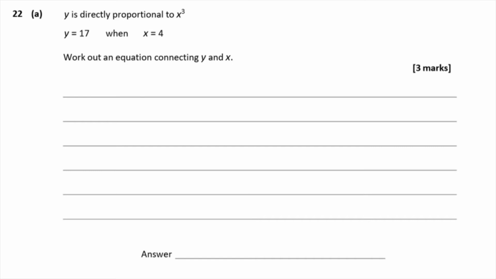Question 22a. Y is directly proportional to the cube of x. Y is 17 when x is 4. Work out an equation connecting y and x. Fairly straightforward proportionality question. Now first off, this bit here tells me the relationship between the two things, y and x. So I can tell from this that y is proportional to x cubed. Now I can replace that little fishy symbol with equals k lots of x cubed, where k is the constant of proportionality that I can then go on and find.